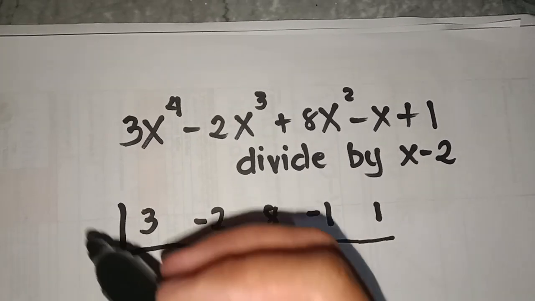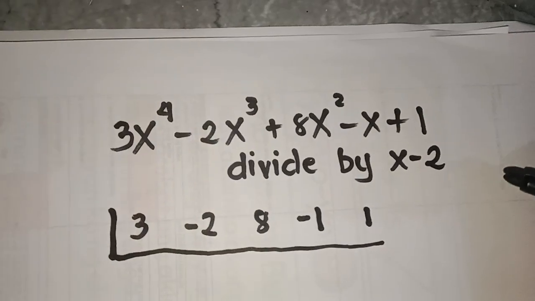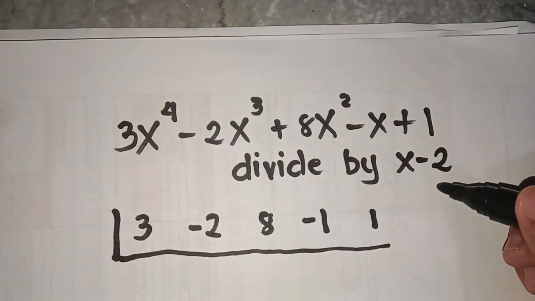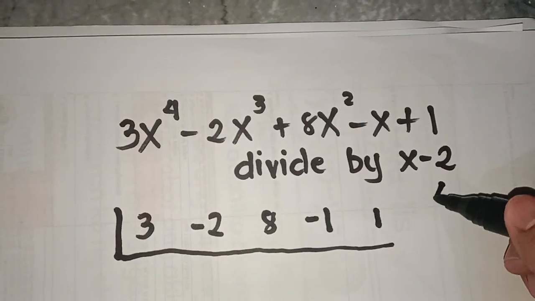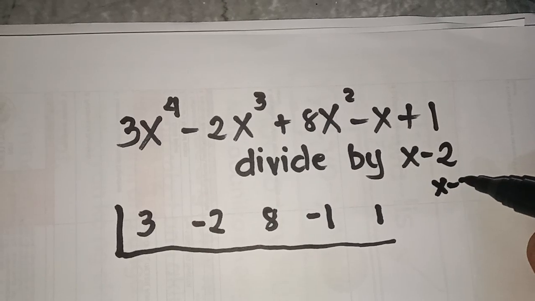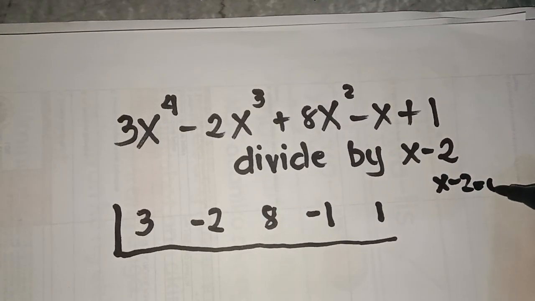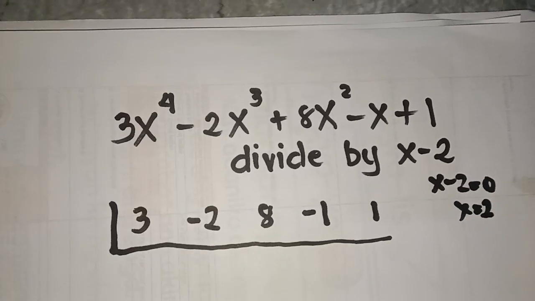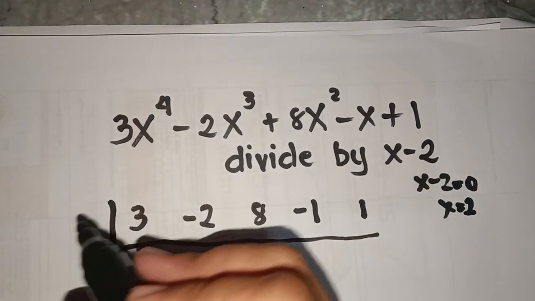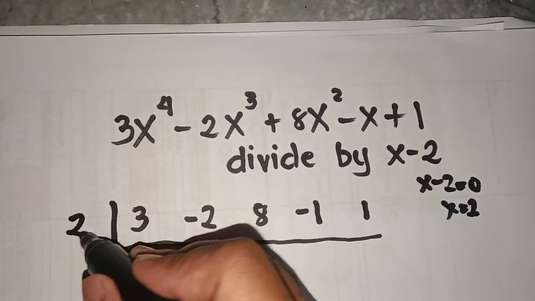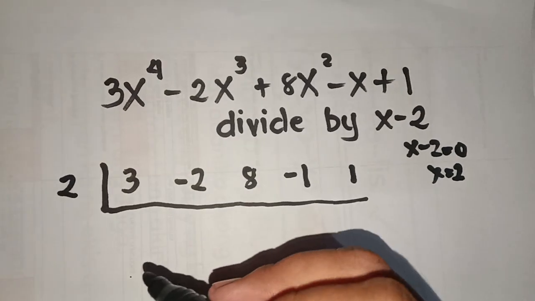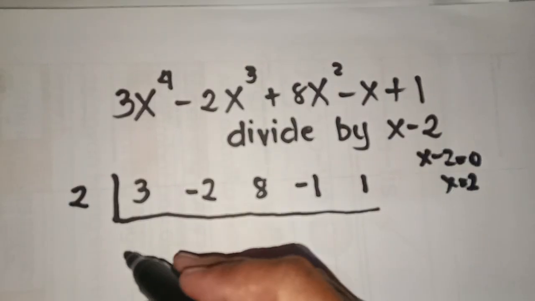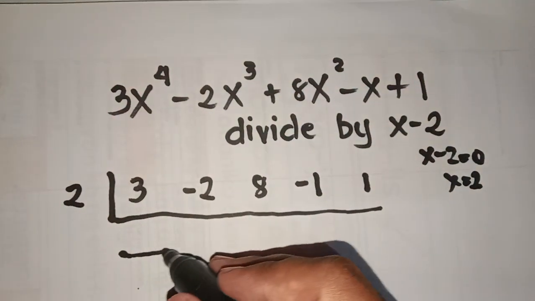Then this divisor, this x minus 2, must be equated to 0. So x minus 2 is equal to 0. X now is equal to 2. So we will use the 2. Okay, so another horizontal line.